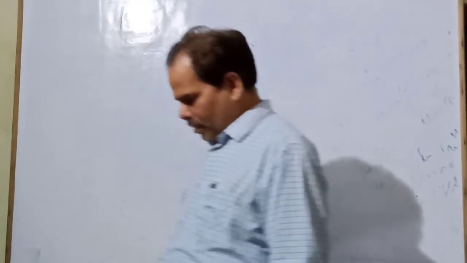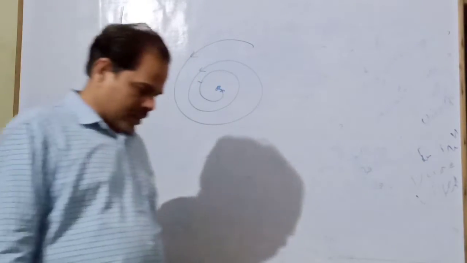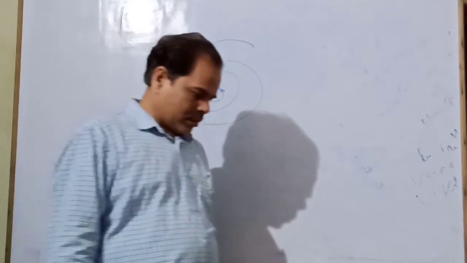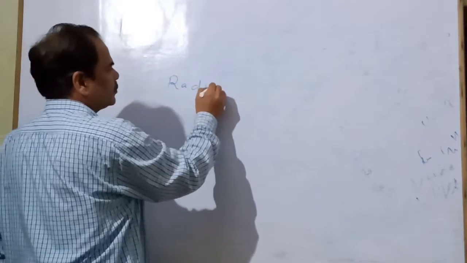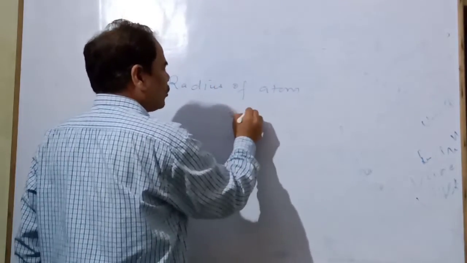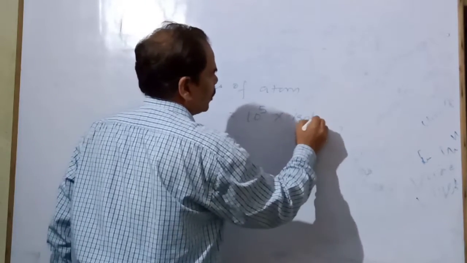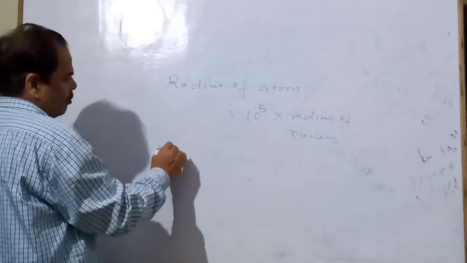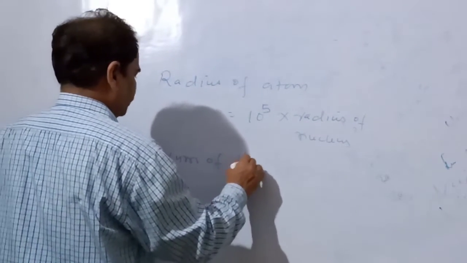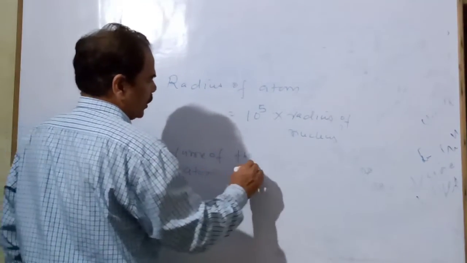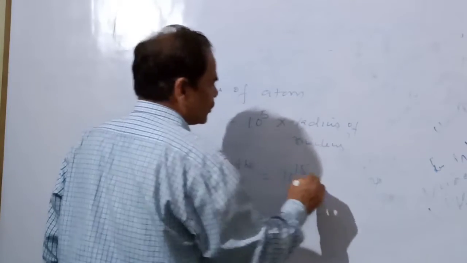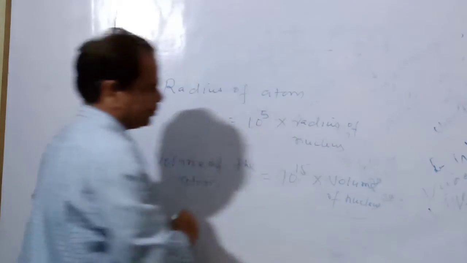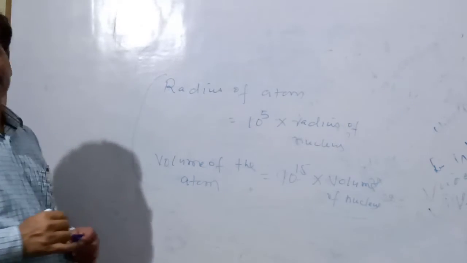Now, we can also establish the relation between the atomic radius and the radius of the nucleus. The radius of the atom is equal to 10 to the power 5 times the radius of the nucleus, and the volume of the atom is equal to 10 to the power 15 times the volume of the nucleus. This is very important from the examination point of view.